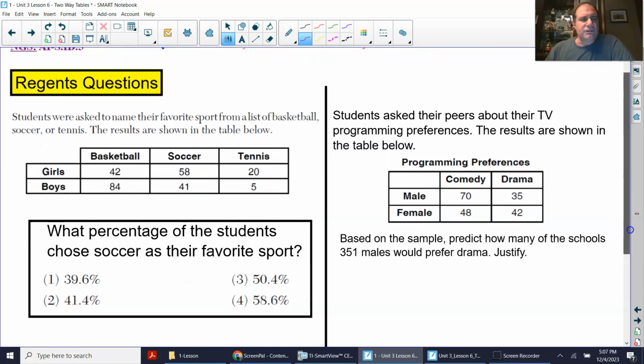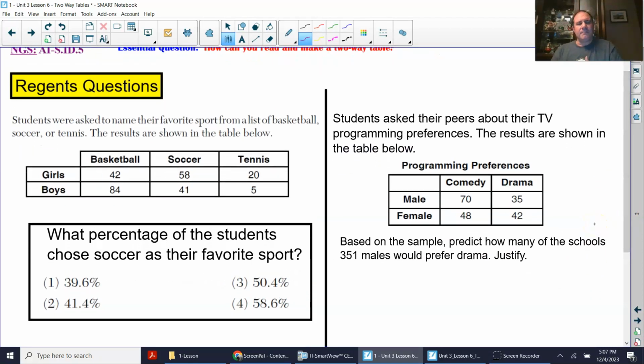So here are some Regents questions for you. Again, some of them, like these two questions here, they do not have the total column or row. So the students were asked to name their favorite sport from a list of basketball, soccer, or tennis. The results are shown in the table below. What percentage of the students chose soccer as their favorite sport?